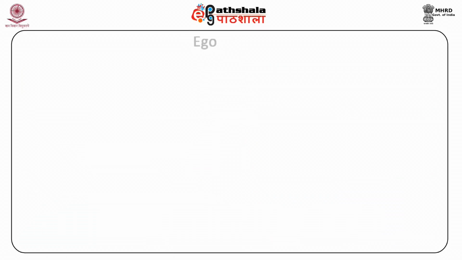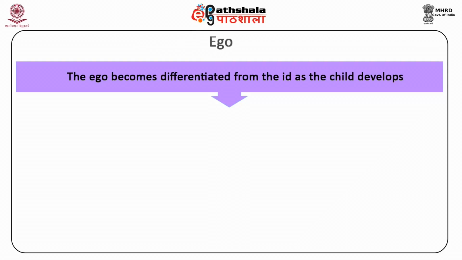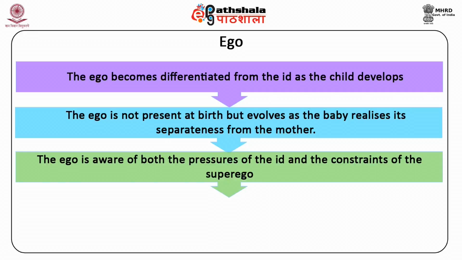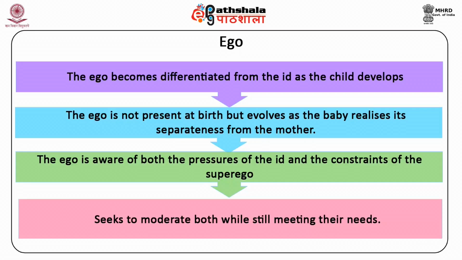The ego. The ego, like the superego, becomes differentiated from the id as the child develops, although energy from the id provides the power for both the ego and the superego. The ego is not present at birth, but evolves as the baby realizes its separateness from the mother. The ego is aware of both the pressures of the id and the constraints of the superego, and seeks to moderate both while still meeting their needs.